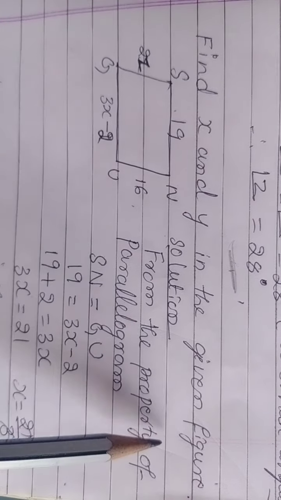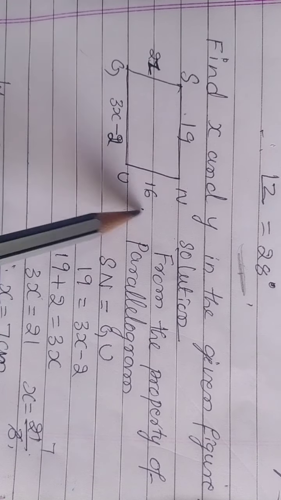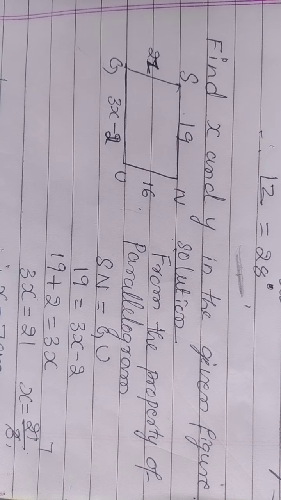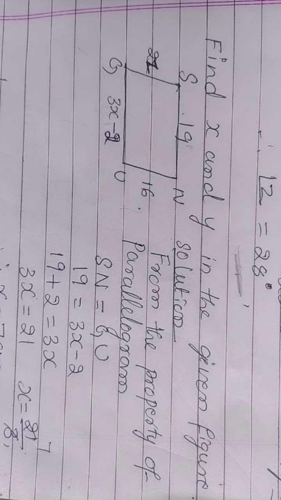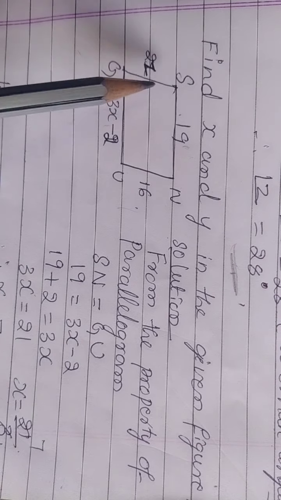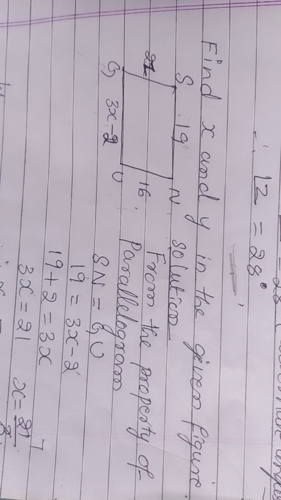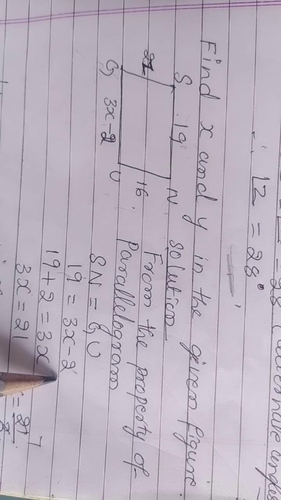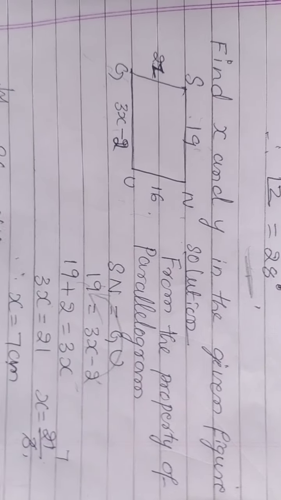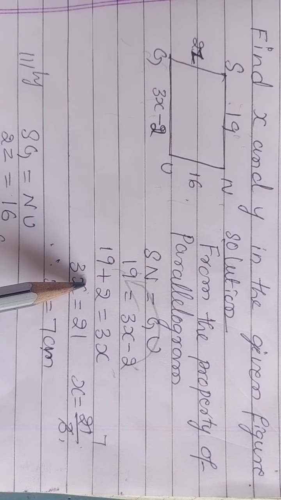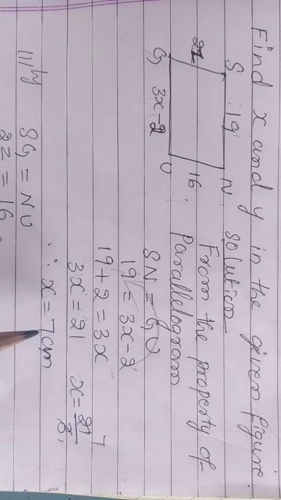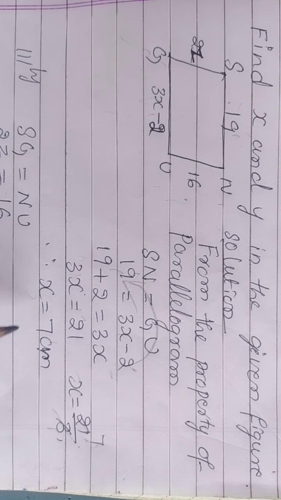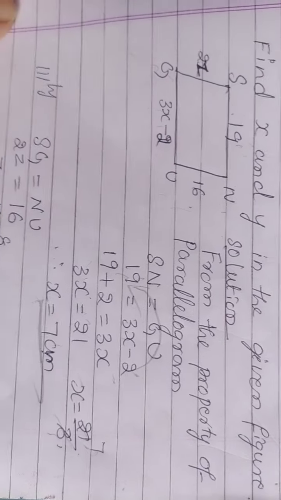Find x and y in the given figure, they are saying. So sides they have given. So already from the property of parallelogram, what can we say? Opposite sides are equal. That's why SN will be equal to GU, isn't it? So what is SN measure? 19. What is GU measure? 3x minus 2. Transfer minus 2 to this side. That time it becomes 19 plus 2 is equal to 3x. 19 plus 2 is what? 21. X is required, means 21 by 3. 3 ones are 3, 3 sevens are 21. So we will be getting 7.